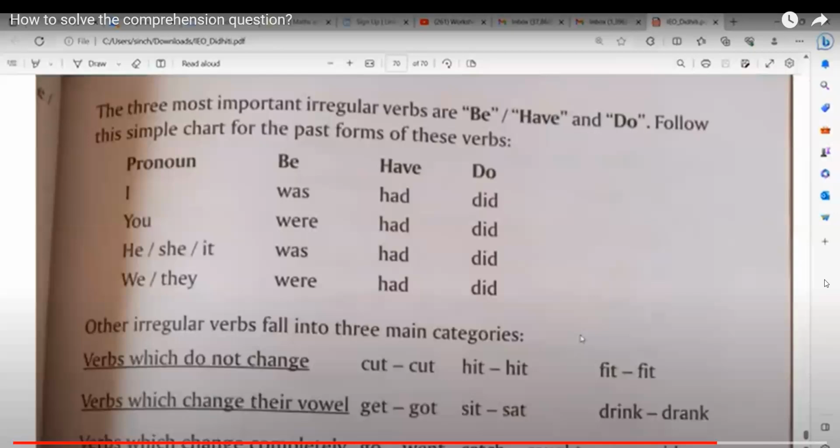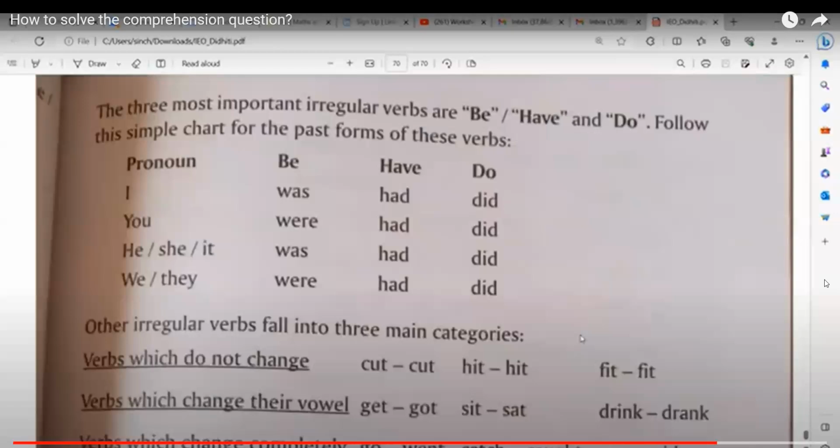Shivam, can you tell me better what is a regular and irregular verb? Ma'am, we tell it every day. But still you all make a mistake.